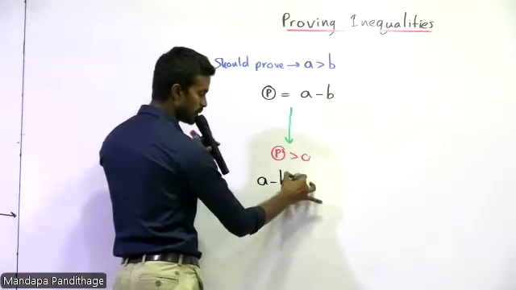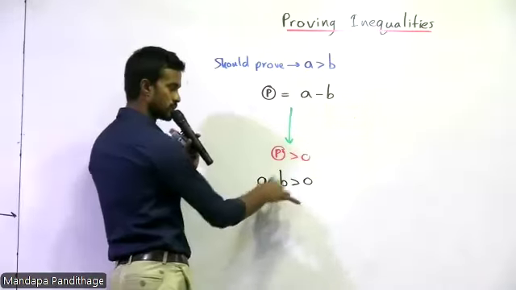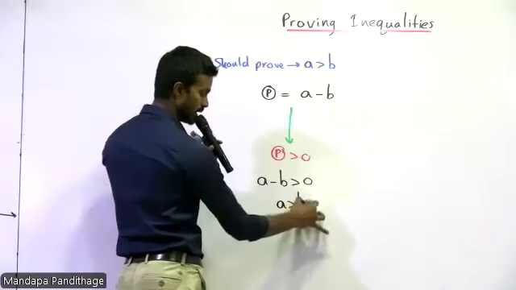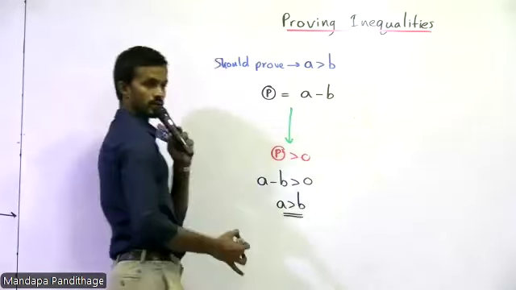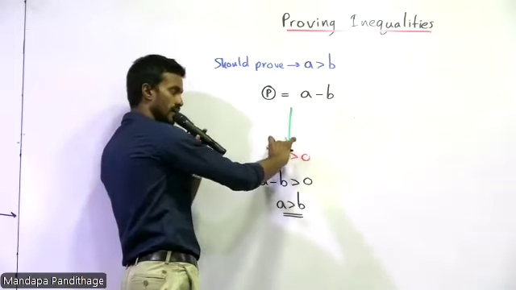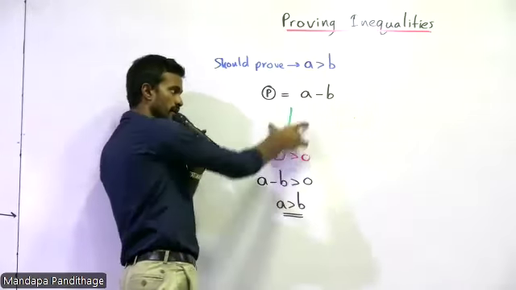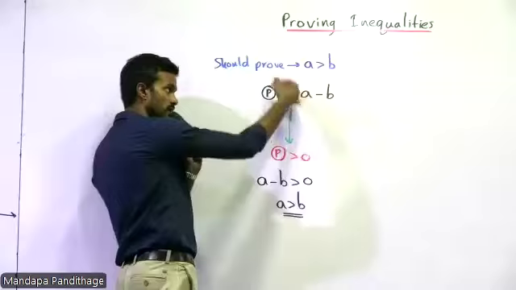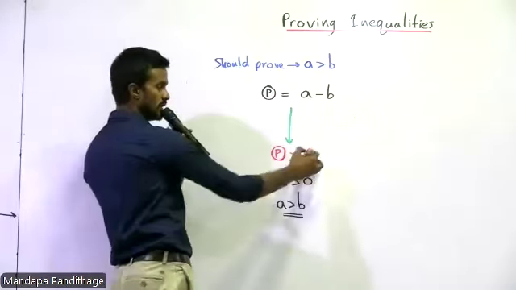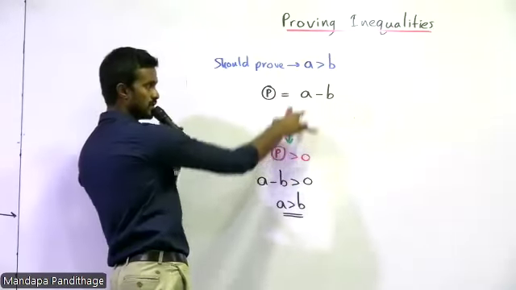That means you have shown that a minus b is greater than 0, which means you can say that a is greater than b. Okay, so this is mainly the theoretical process. We consider an expression as a minus b, and then I have to simplify it and come up to a step where I can clearly say that what I have considered as p is greater than 0. Because if you can show that p is greater than 0, then a minus b is greater than 0.